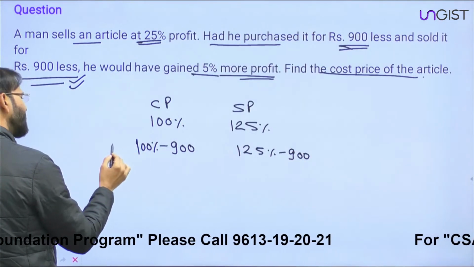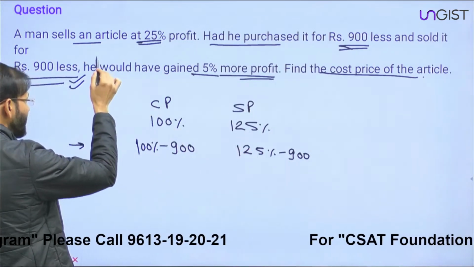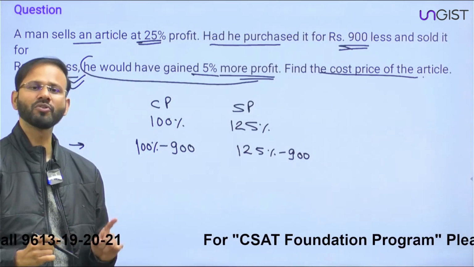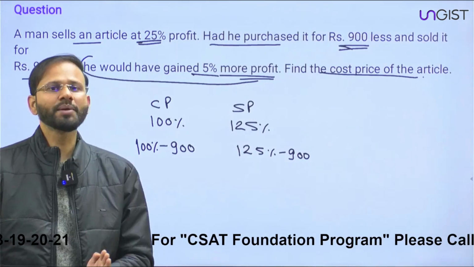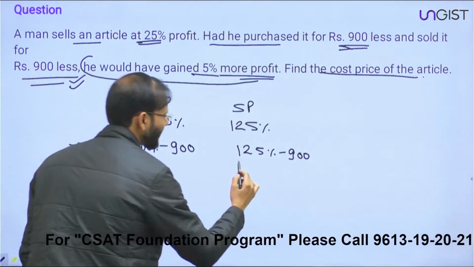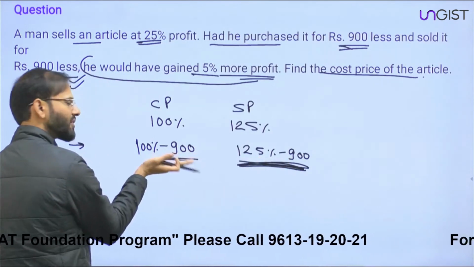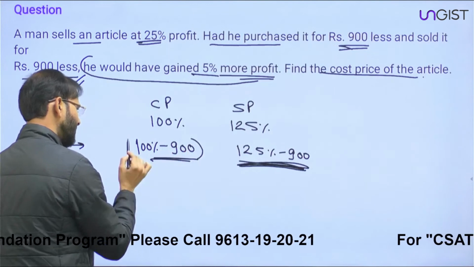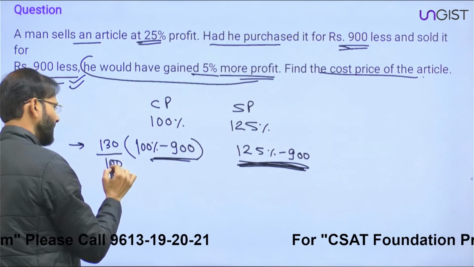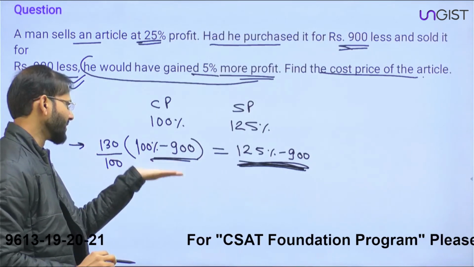So in the second condition, this is your CP, and this is your SP of condition number 2. Question is saying he would have gained 5% more profit. So first time the profit was 25%, so second time the profit was 25 plus 5, which is 30%. So actually SP is 130% of CP, so 130% of this is equal to this. Everybody clear?